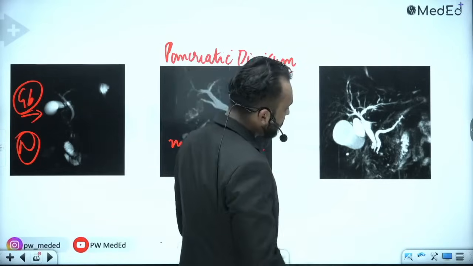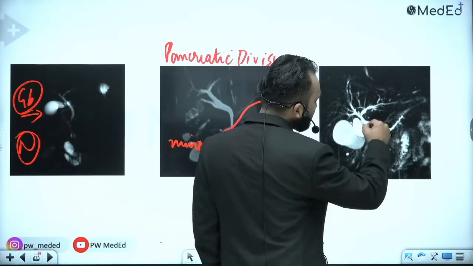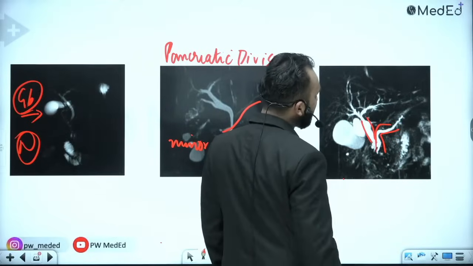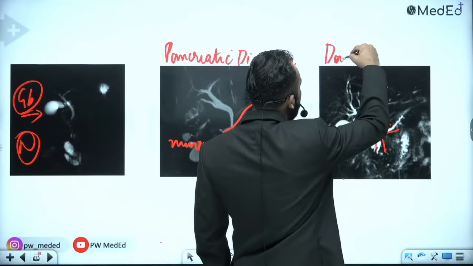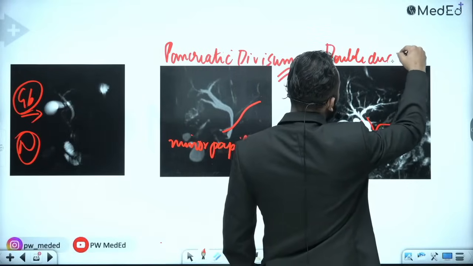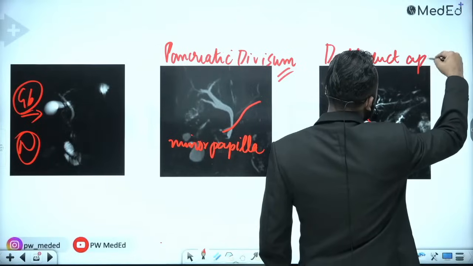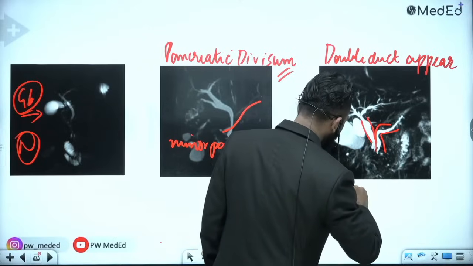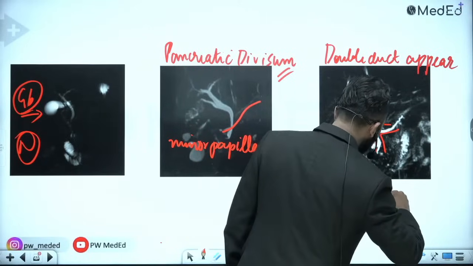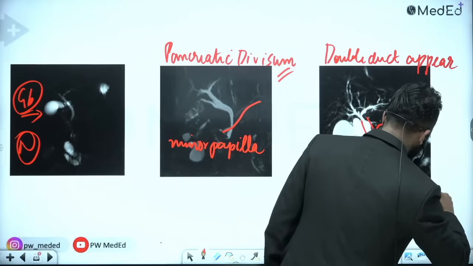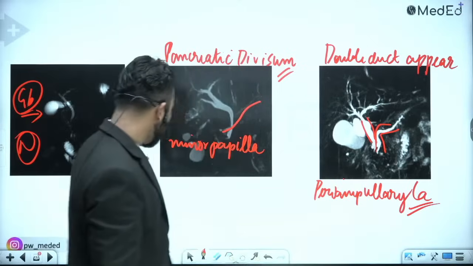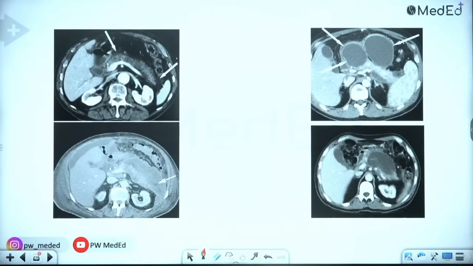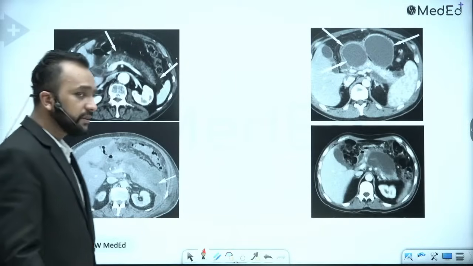And in the fourth image we can see that there is dilatation of the common bile duct, there is dilatation of the pancreatic duct, and this is giving a double duct appearance. And this double duct appearance is seen in patients with periampullary carcinoma. Right. So I have shown you a few images of pancreatitis also.